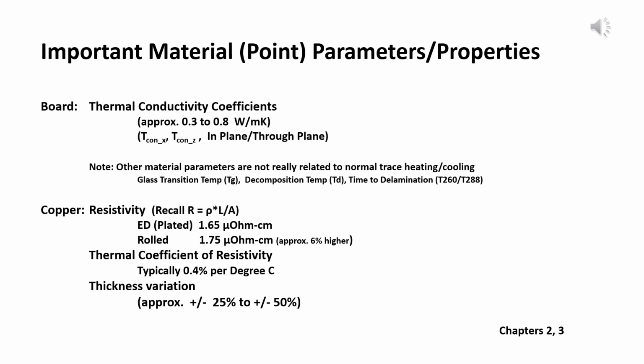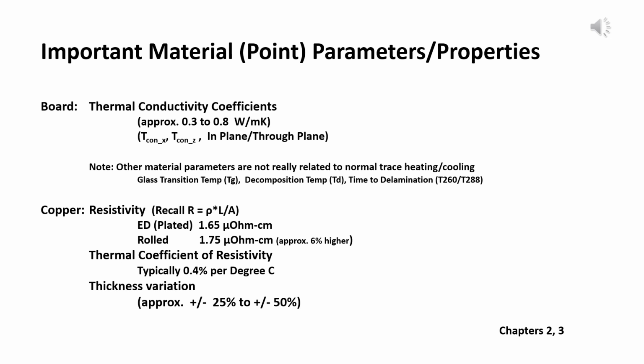The through-plane conductivity coefficient is a measure of the conductivity through the board perpendicular to the trace from the top layer to the bottom layer. The typical measure of a board thermal conductivity coefficient is between about 0.3 to 0.8 watts per meter per degree Kelvin. By comparison, the thermal conductivity of copper is 385. There are other board material parameters that exist that are related to temperature, but they're really not important for normal board operation. Copper has 3 parameters that are important.